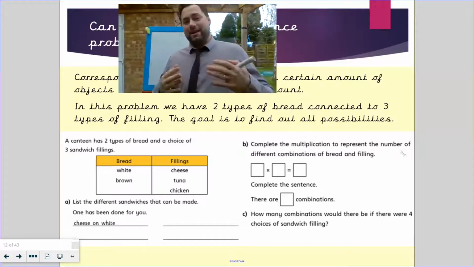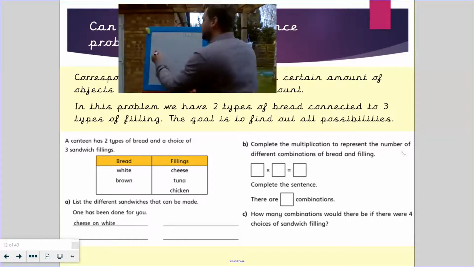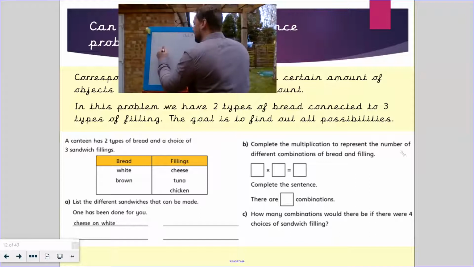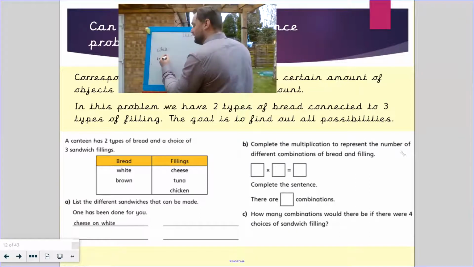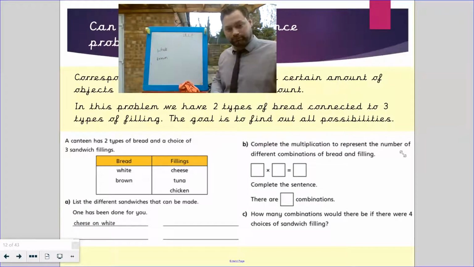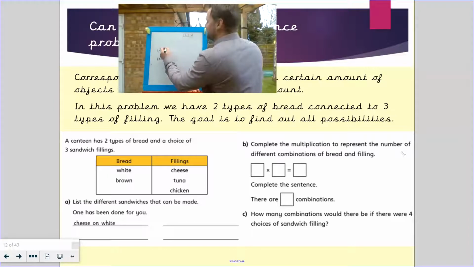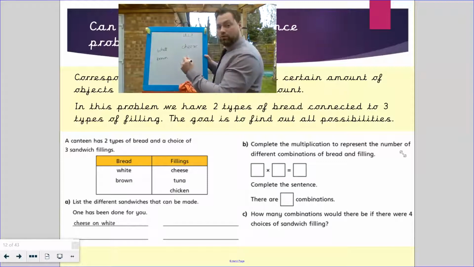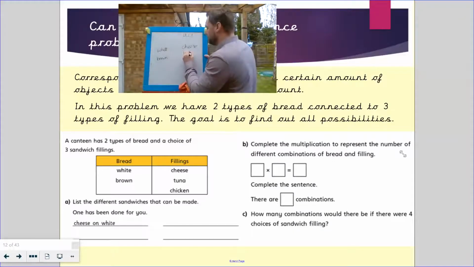So for this question, it can be quite tricky. What I'm going to do here, I'm going to write white and I'm going to write brown. These are my breads. And then I'm going to write the different fillings that you can have. So here, cheese on white has already been done. What you can do, it might get a bit messy, but to help you out, you could do cheese, we could do tuna, and we can do chicken.